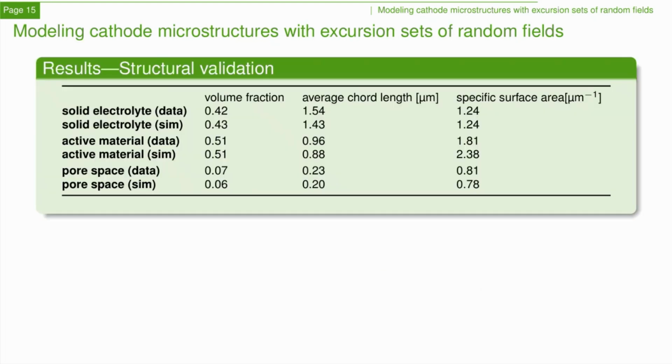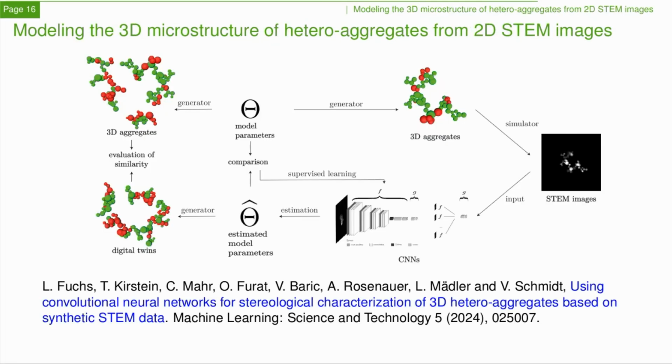And here are some structural descriptors of the generated microstructure. So we have here volume fraction, chord length, and specific surface areas of the different phases within the material. And overall, it looks quite good. So small errors, except for the specific surface area for one phase, we're still looking into the issue there. But otherwise, with respect to various descriptors, this method performed quite well.